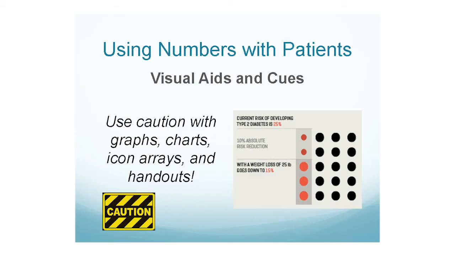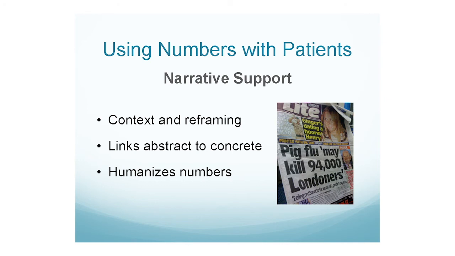Also, be really careful of charts. Everybody thinks that this makes things so much easier, but with a chart like that, it's like, what are they saying? So make sure that you use it sparingly, and that it's understandable. We use numbers when it is a narrative support. So again, we can use the context and the reframing. We can link abstract to the concrete. And again, like I said, humanizing the numbers. If you can walk away with something today, that's a big one: humanizing those numbers.